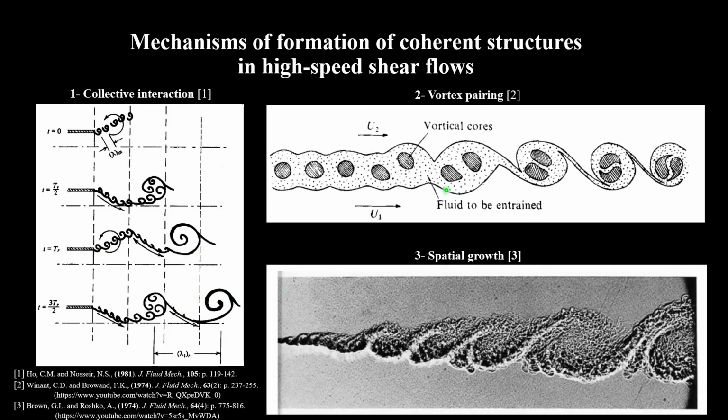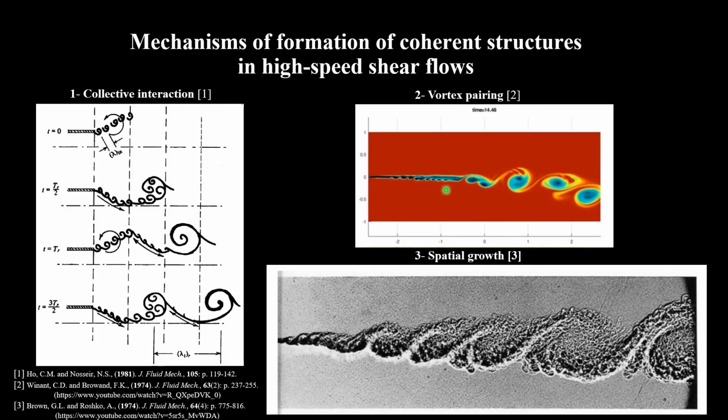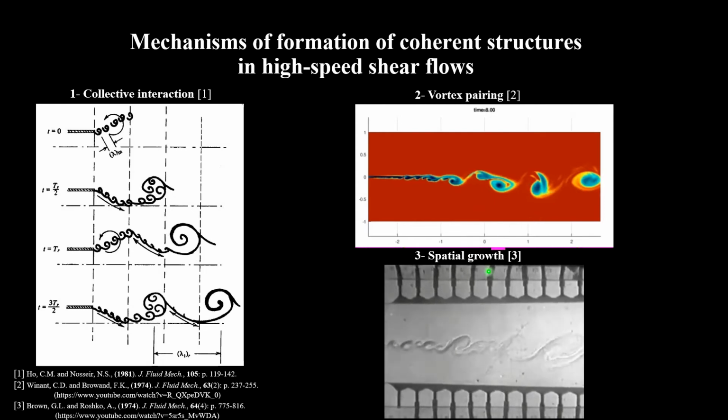The other mechanism is vortex pairing. Vortices are formed in the shear layer, they roll, pair, and make a large coherent structure. Each pairing results in a reduction in the frequency by a factor of 2. Another mechanism is spatial growth. The coherent structures form in the shear layer and exponentially grow in the shear layer.